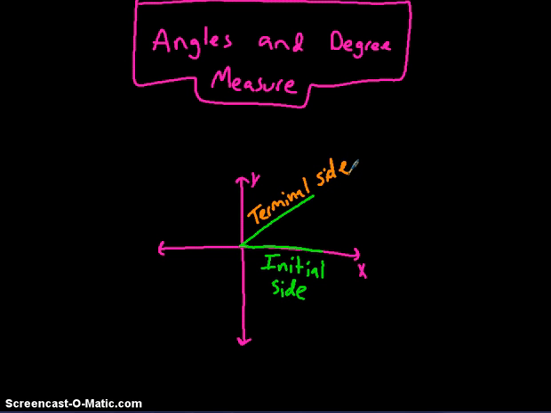So we look at this angle right here. It starts here, ends there, and that makes the angle. Obviously that's an acute angle, and that angle is less than 90 degrees. That's one type of angle, where we have an initial side right here and a terminal side that's here.